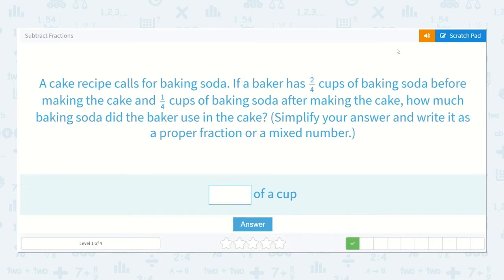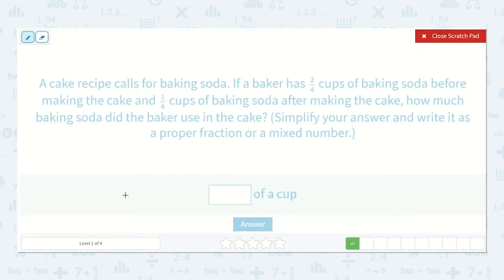A cake recipe calls for baking soda. If a baker has 2/4 cup of baking soda before making the cake and 1/4 cup of baking soda after making the cake, how much baking soda did the baker use in the cake? Simplify your answer and write it as a proper fraction or a mixed number.